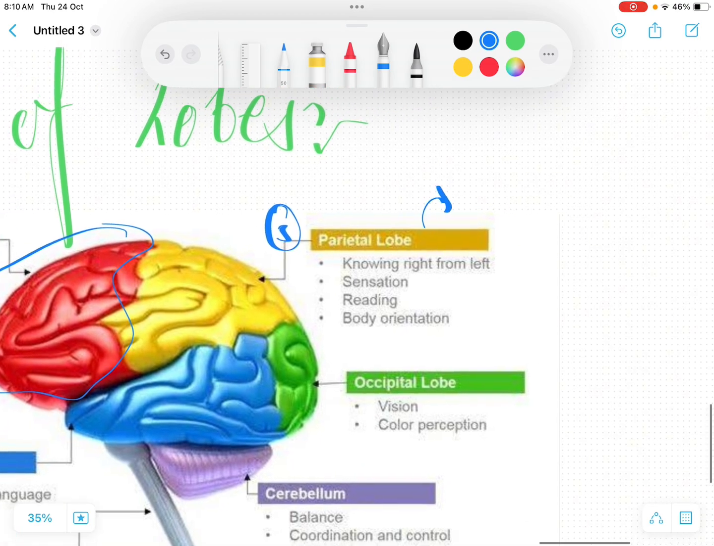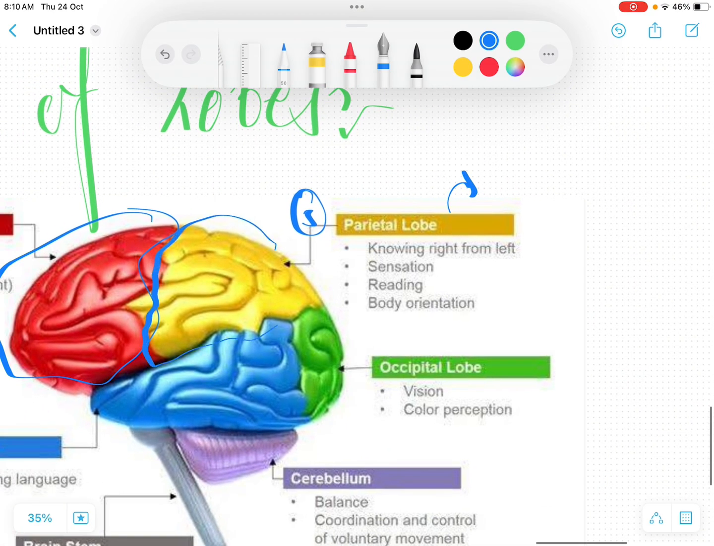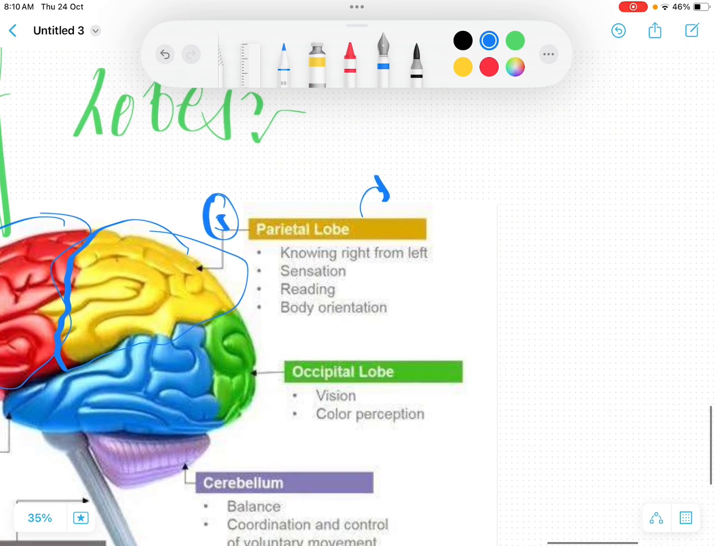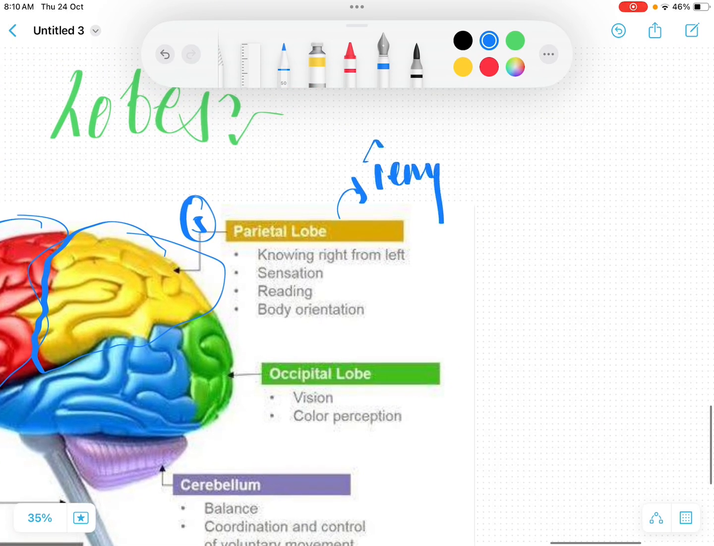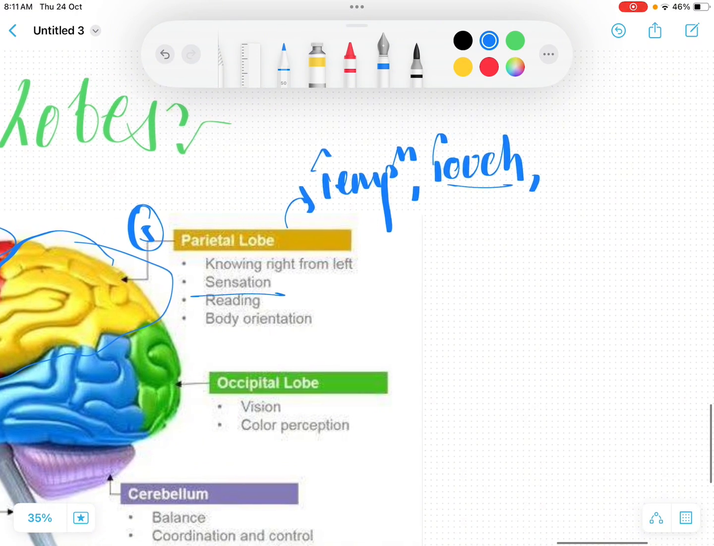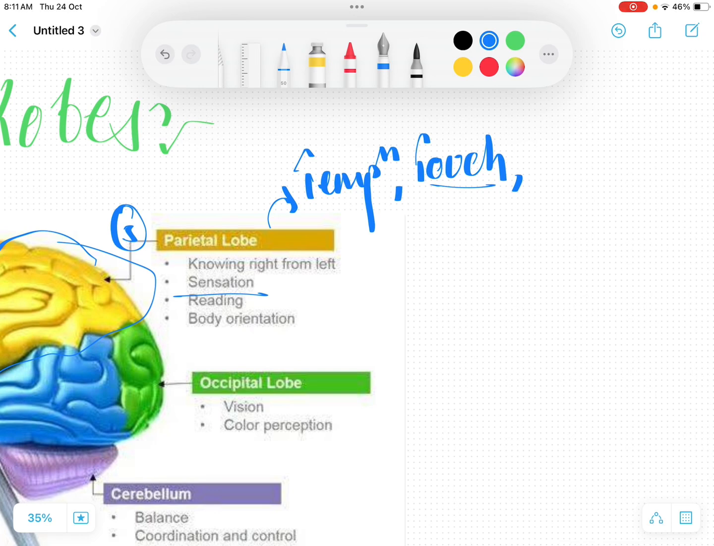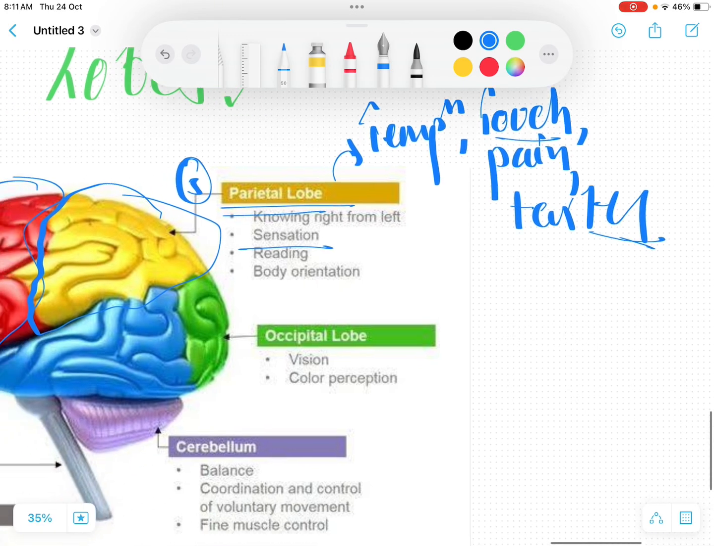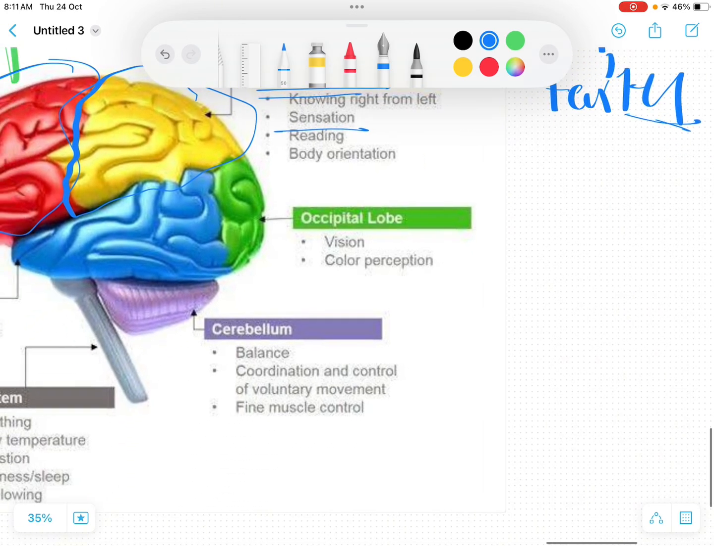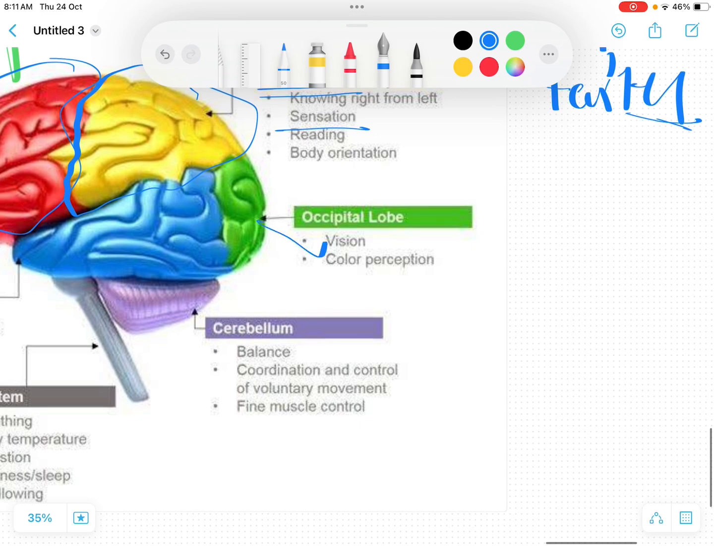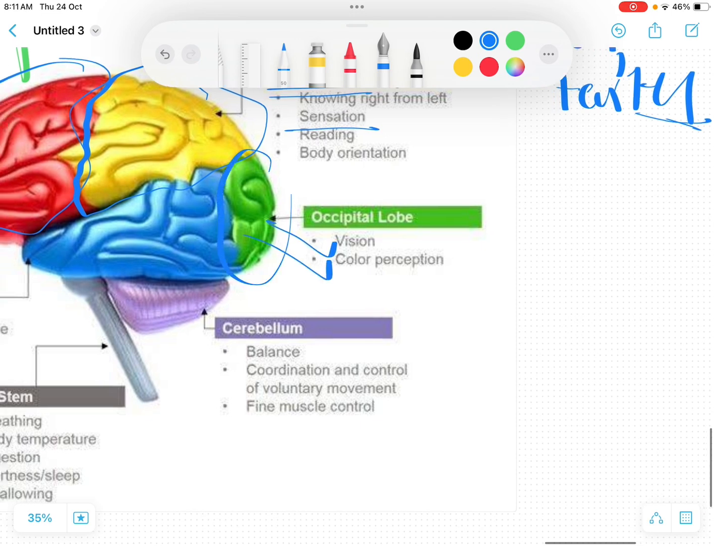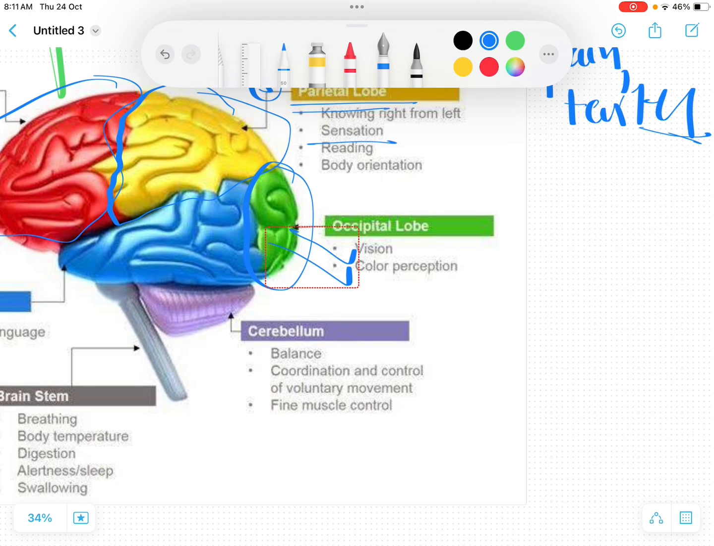There is also another one, the parietal lobe, which is represented by the yellow part. Its main functions are limited to temperature and touch. Touch means the sensory part; it deals with senses, like pain and taste. All these things are under the control of the parietal lobe. And lastly, the occipital lobe is given here. Both are important. It handles vision and color functions. It is at the back side of the head, the posterior side.